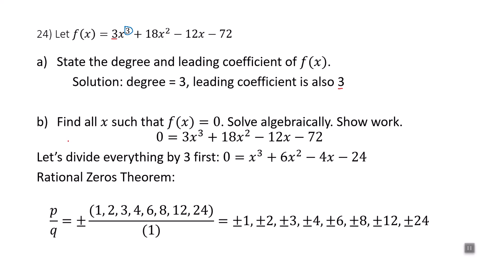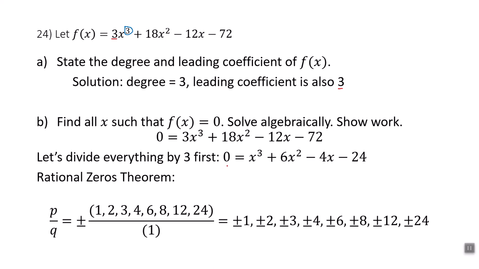All right, so part B, find all x such that f of x equals 0. Solve algebraically and show your work. Literally, f of x is the same as 0, so where I have an f of x, I'm going to replace it with a 0. If 0 equals 3x cubed plus 18x squared minus 12x minus 72, I noticed that the 72, 12, 18, 3, they're all multiples of 3. So why use big numbers when we could use smaller numbers? Let's divide everything by 3.